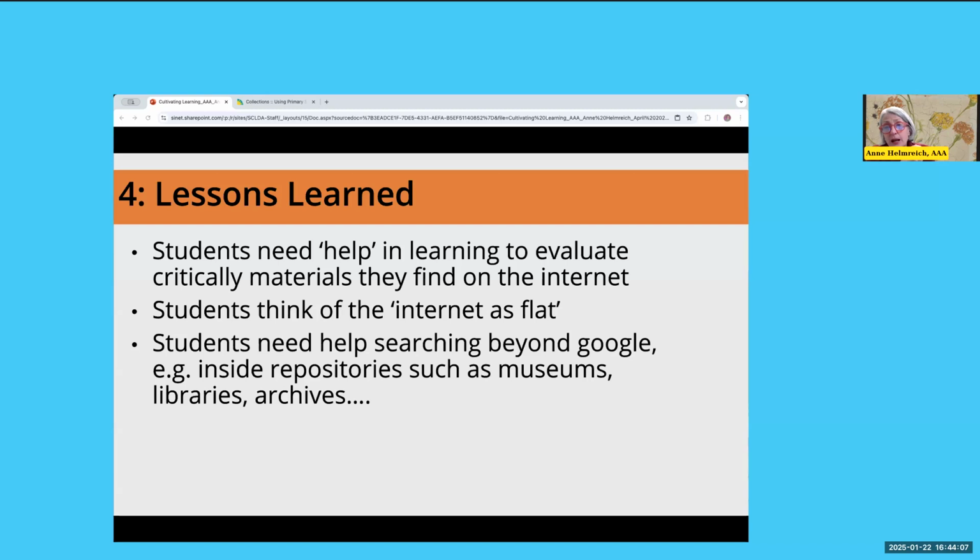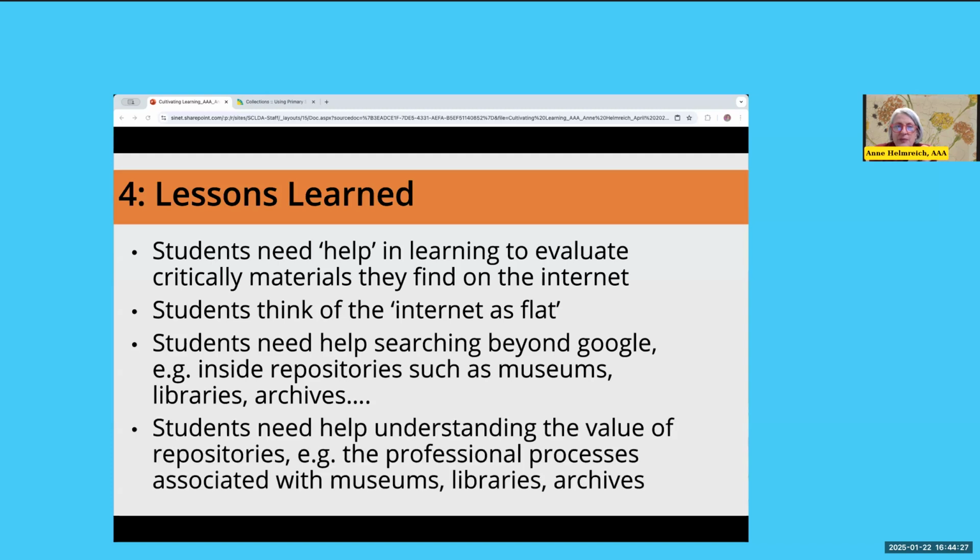Yeah, and this is what I mean. They need help searching beyond Google. As I said, a lot of our teachers have designed little scavenger hunts. Well, they will tell students to go to our website and then give them something they have to find inside our website, to get them to learn how to go inside our website. If we go to the next one.